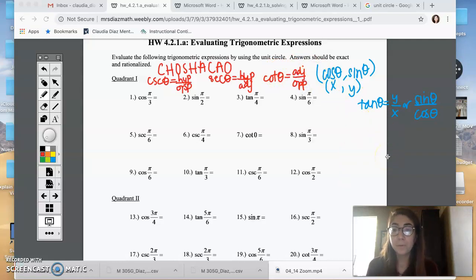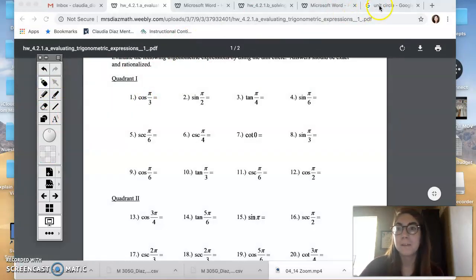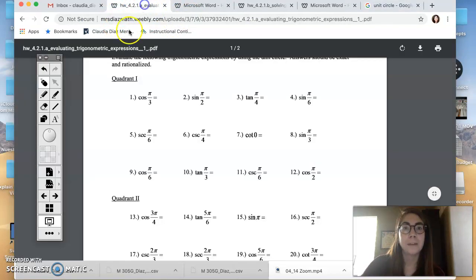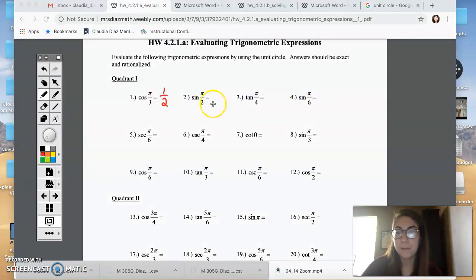Okay, so remember we talked about right triangles. But right now you want to think about the unit circle. So cosine at pi over 3: you go to pi over 3, here in the first quadrant, and figure out the x-coordinate. The x-coordinate is 1/2. So cosine of pi over 3 is 1/2. There's a lot of examples in this homework.